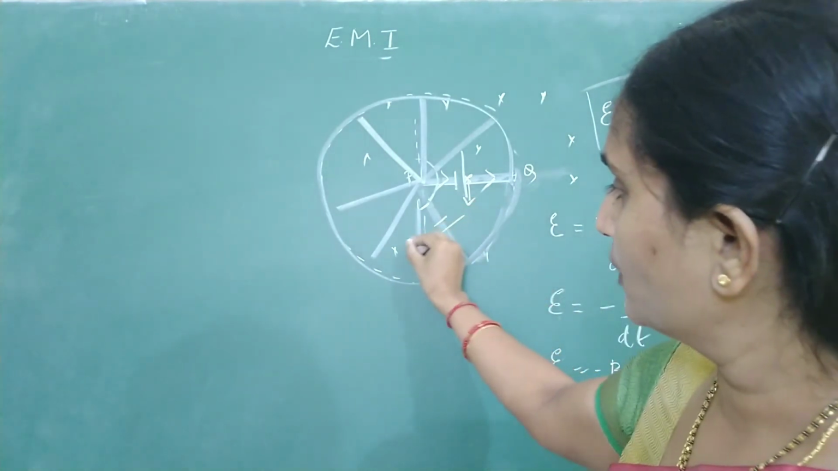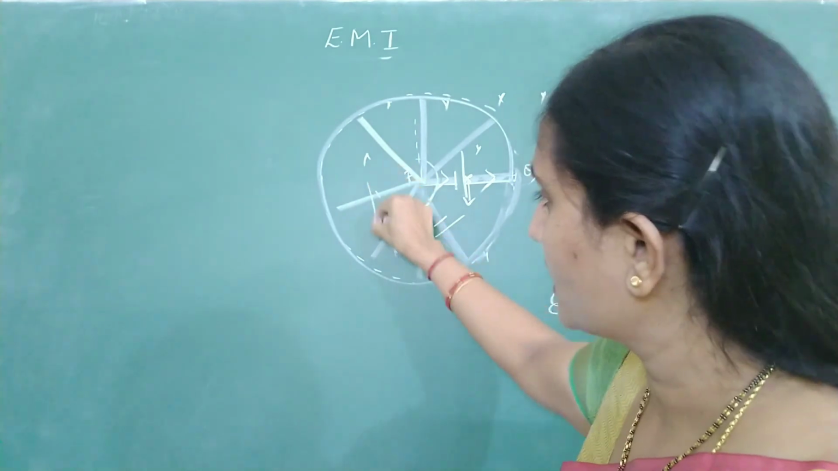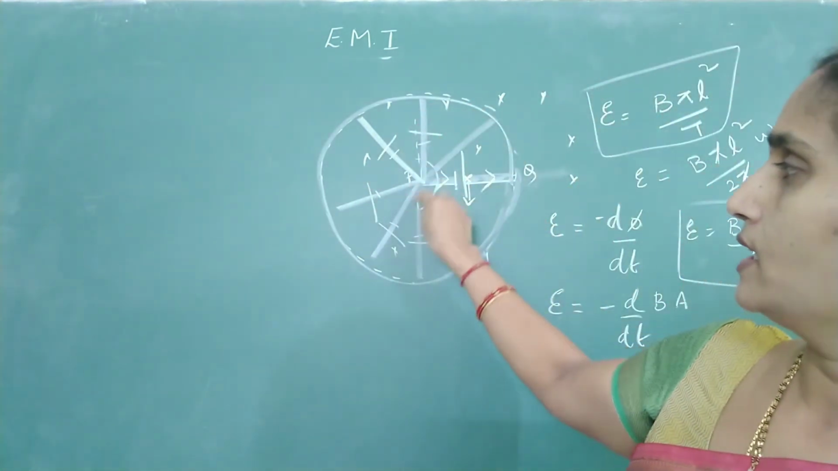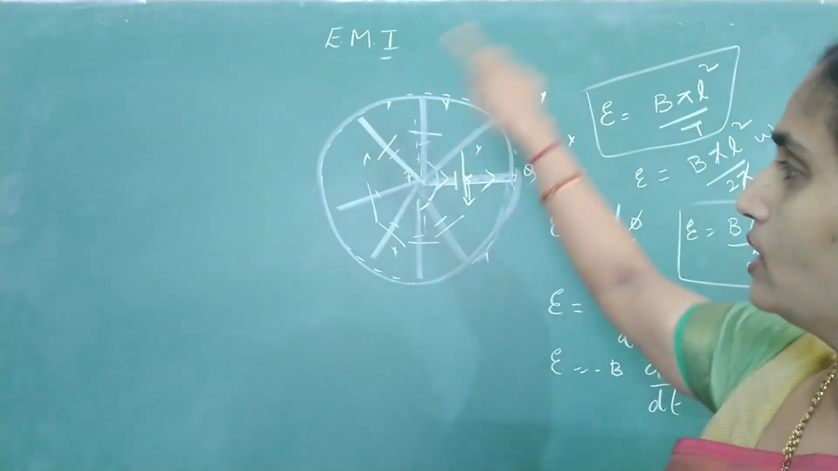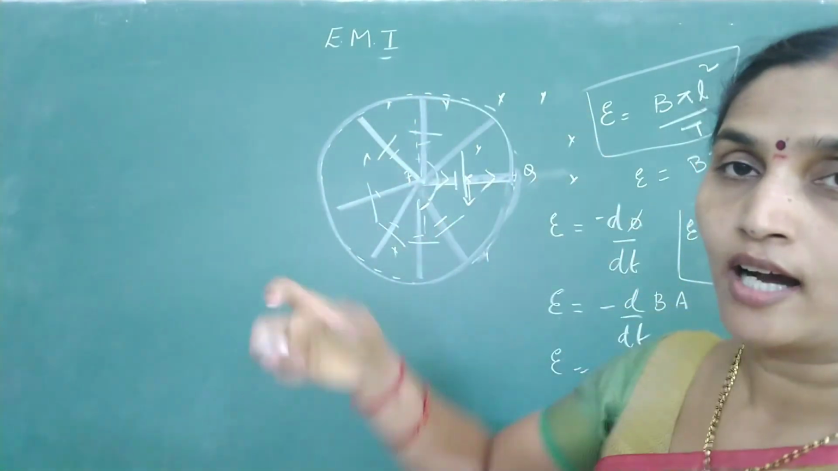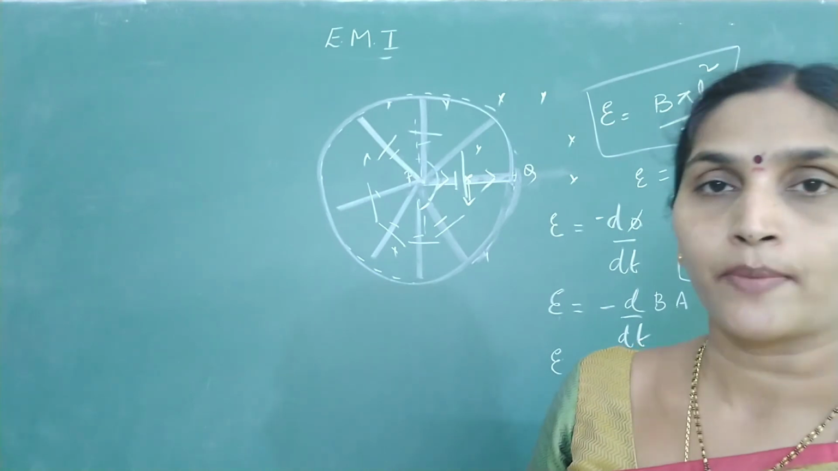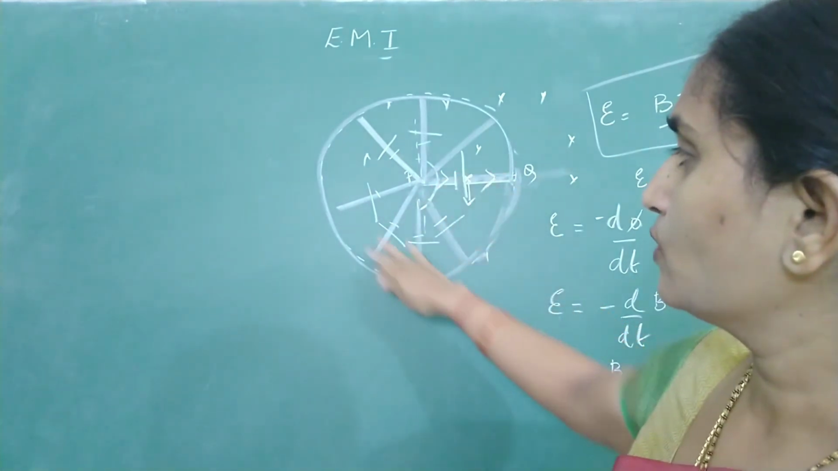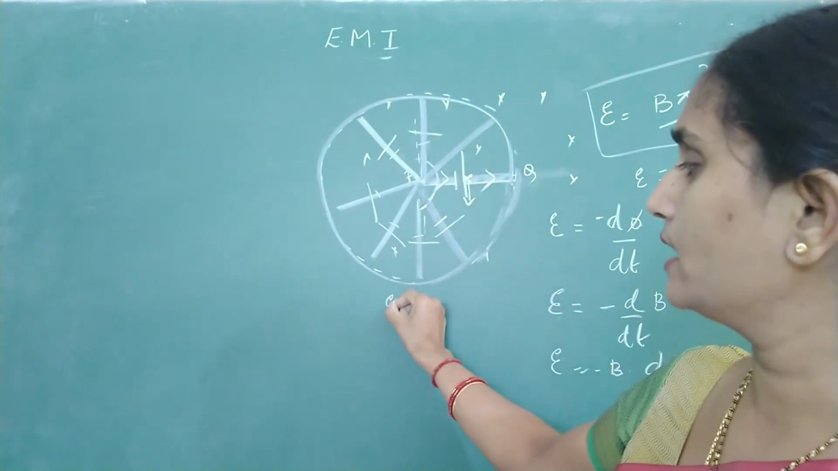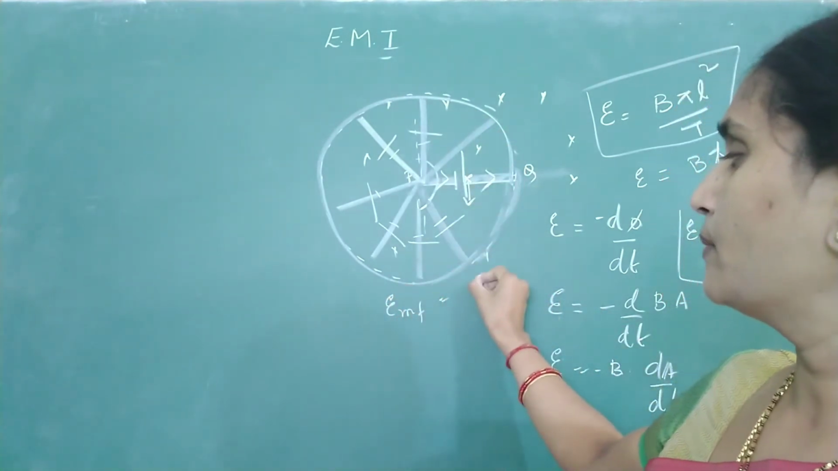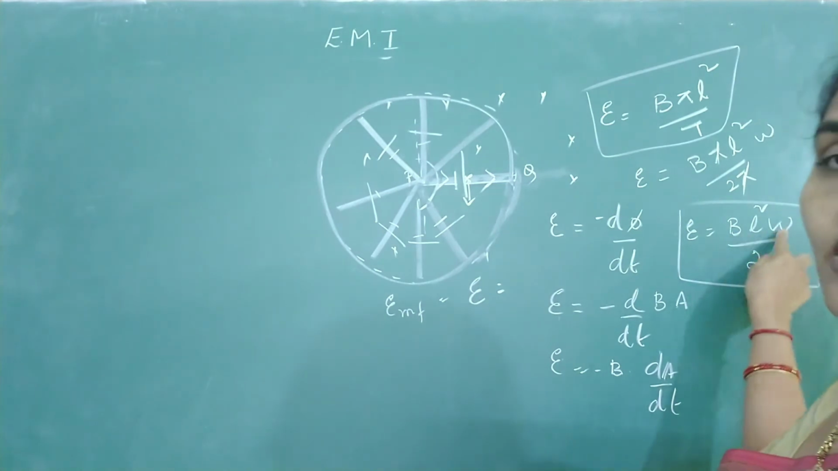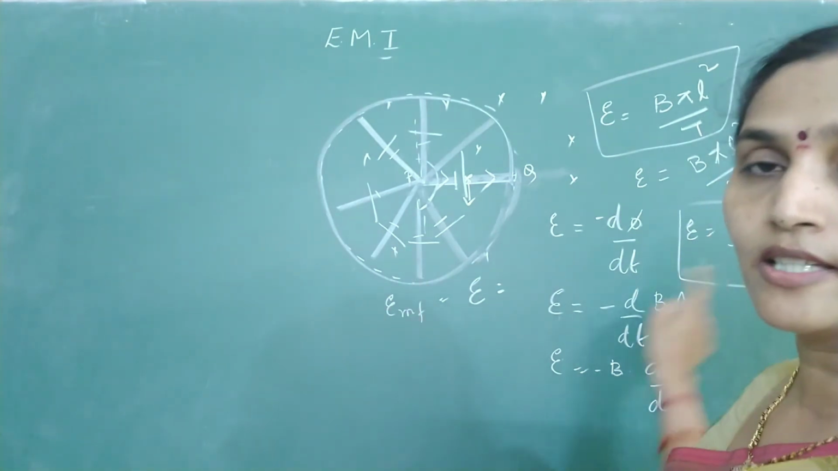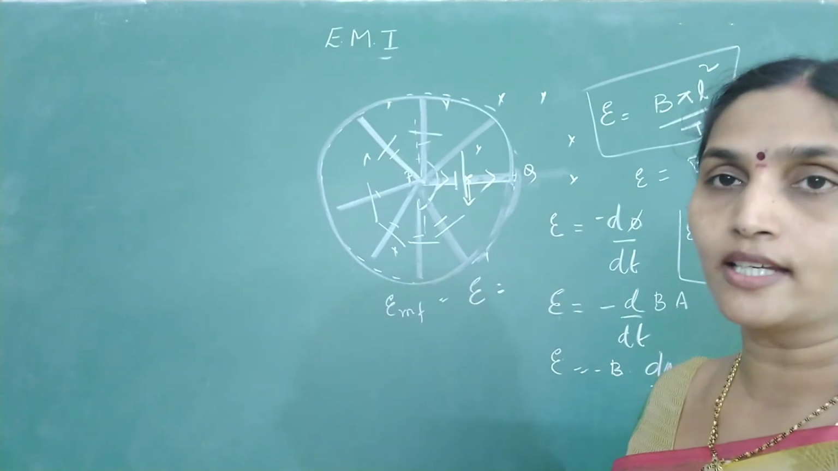So now we have n number of batteries like this, as many as the spokes. All the negative terminals are connected to the center, and all the positive terminals to the wheel. All the batteries are connected in parallel combination. Since all the batteries are in parallel combination, even if you have 100 spokes, what is the net EMF equal to? EMF of one cell, that is BL square omega by 2. Cells in parallel combination will give you equivalent EMF as only E if they are identical.